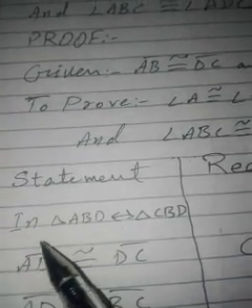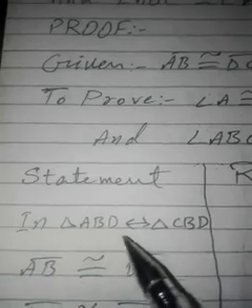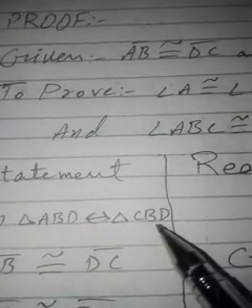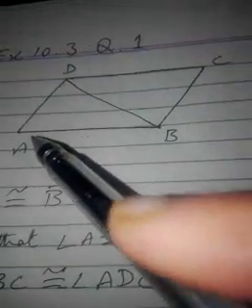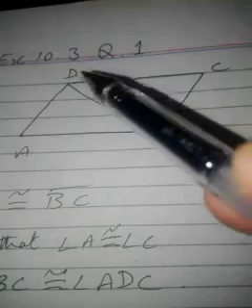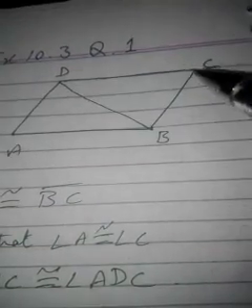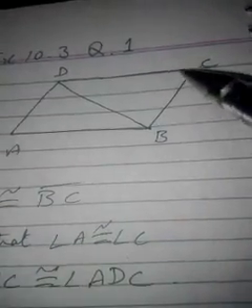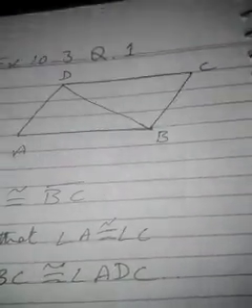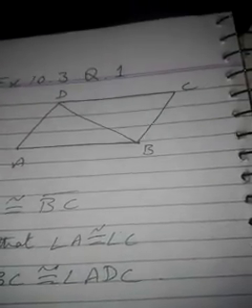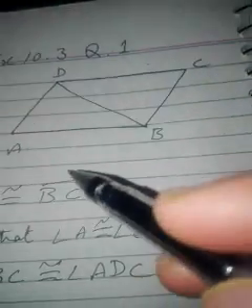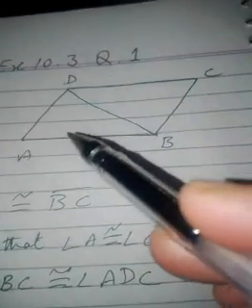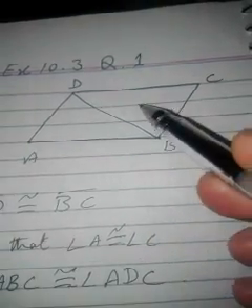From the figure, consider the correspondence of two triangles ABD and CBD. Let us see in the figure. We will take the correspondence of triangle ABD and triangle CBD. This is triangle CBD. So let us prove these opposite angles congruent from the figure.